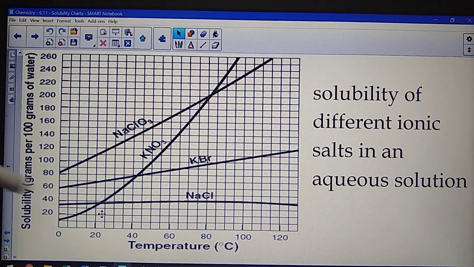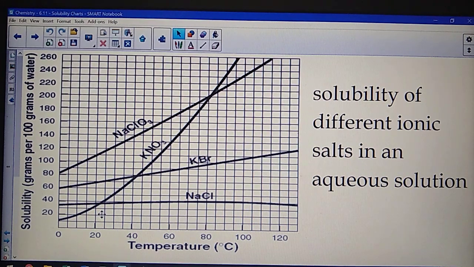So the x-axis tells us the temperature of the solvent. This chart runs from 0 to 130 degrees Celsius. On the y-axis, it tells us the solubility. Now, if you can, please notice that the units for the y-axis are grams per 100 grams of water. That's just setting a standard. It's saying that all of these solutions are dissolved into 100 grams of water, regardless of the temperature.